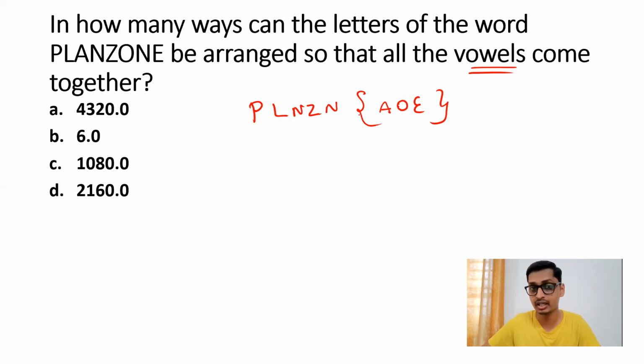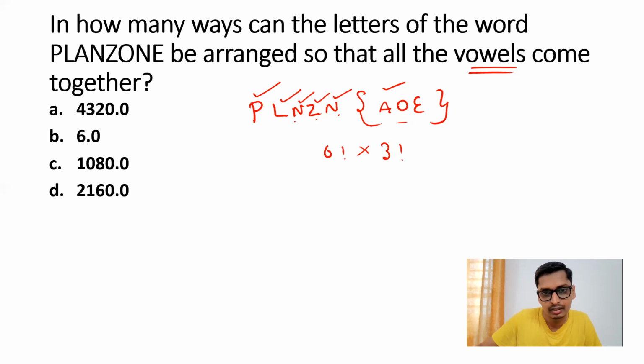So in how many ways can you arrange this now? 1, 2, 3, 4, 5, and this AOE should be assumed as a single unit. So it is totally 6 factorial, into this AOE will arrange between themselves in 3 factorial ways. So it is 6 factorial into 3 factorial. As well, if you look at these letters, the letter N is repeated 2 times. So you have to divide the 6 factorial by 2 factorial, right?